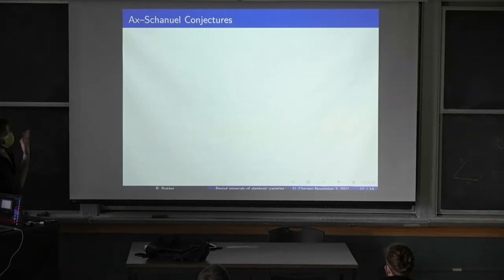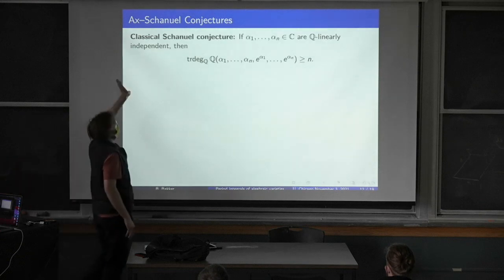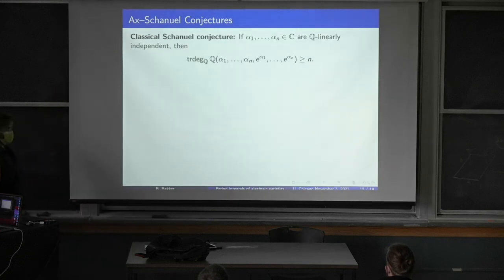Let's be a little more precise about what we mean about the transcendence properties of these functions. Okay, and this brings us to the Ax-Schanuel conjecture. So let's start with a very classical conjecture that was made by Schanuel a while ago, I think in the first quarter of the 20th century, which is still wide open. And it's a very simple statement.